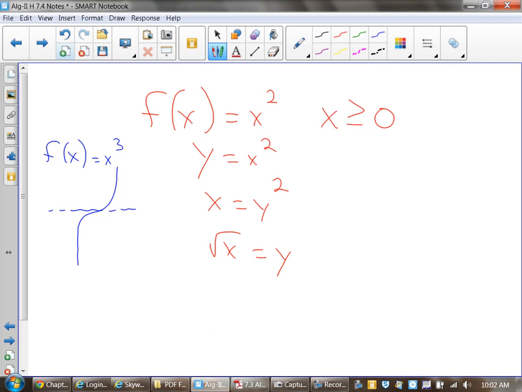Okay. So if you had to find the inverse of this guy, again, y equals, so it's x equals y cubed. So it's just the cube root of x that is the inverse.